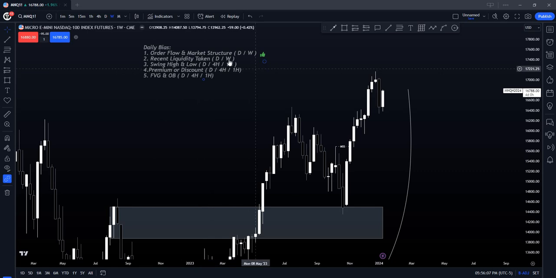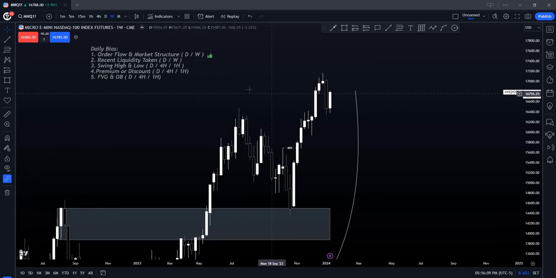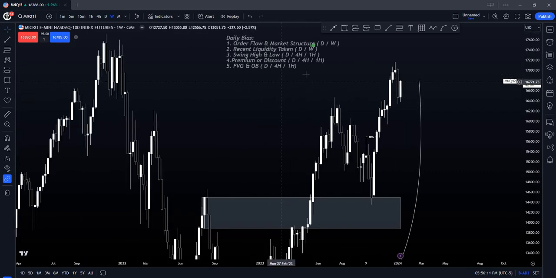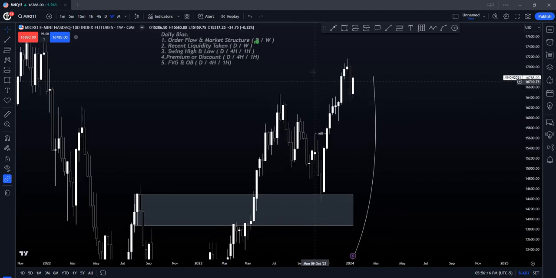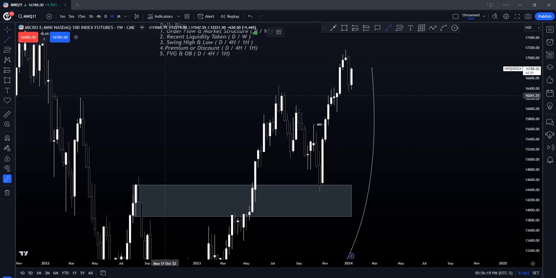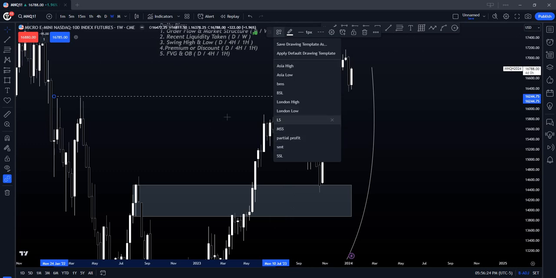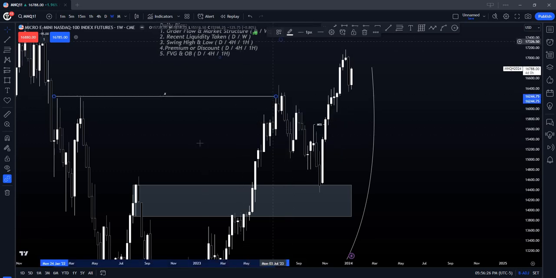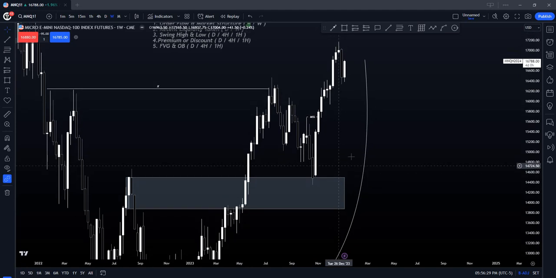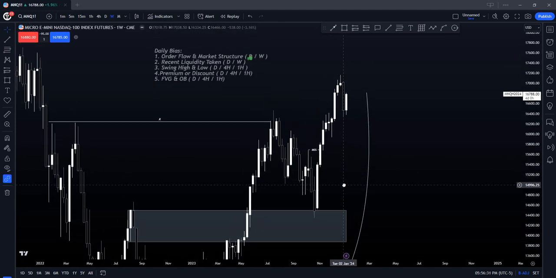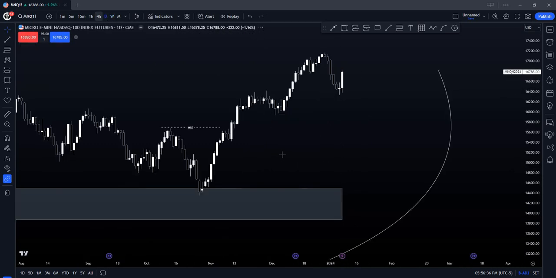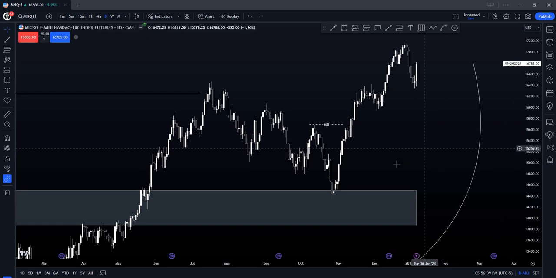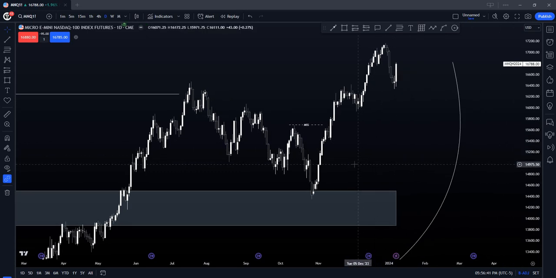So recent liquidity taken. We're going to do this on the weekly time frame, then the daily time frame. What is the most recent liquidity that has been taken? Do you see any? I see we swept buy side liquidity here on the weekly. I see we had swept buy side liquidity here. Do you see anything else? No, me neither. So let's drop down to the lower time frames. Do you see any other liquidity that has been taken?